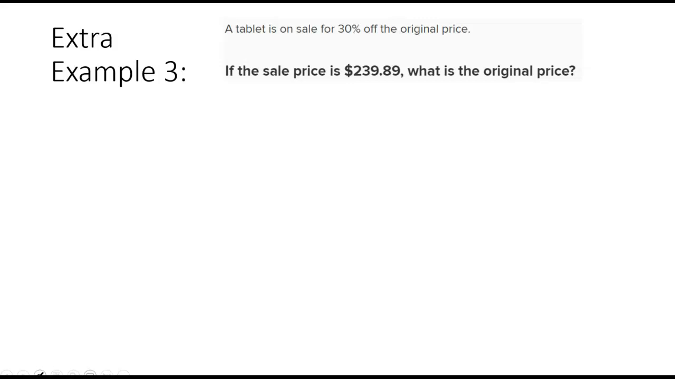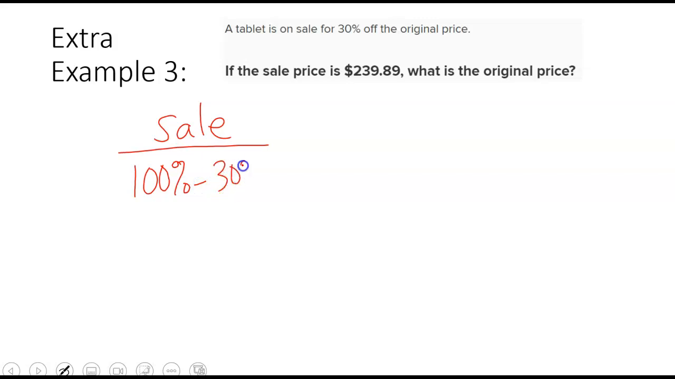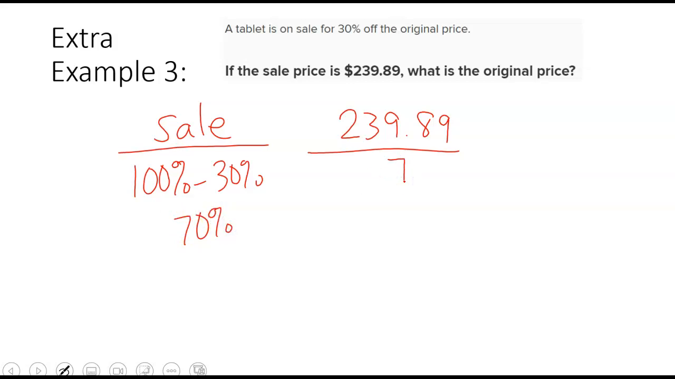A tablet is on sale for 30% off the original price. If the sale price is $239.89, what is the original price? So what we can do is take the sale price and divide by 100% minus the discount amount of 30%. So our sale price is $239.89. We're going to divide by not 70%, but 0.7. So not 7.7.